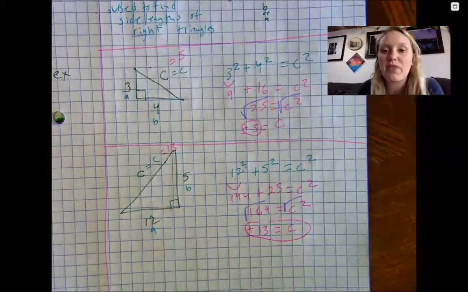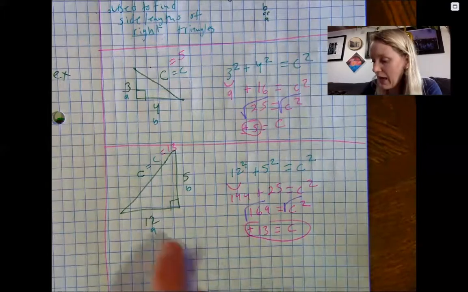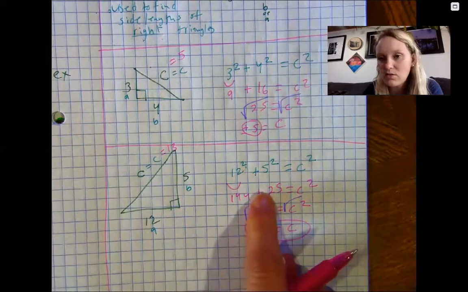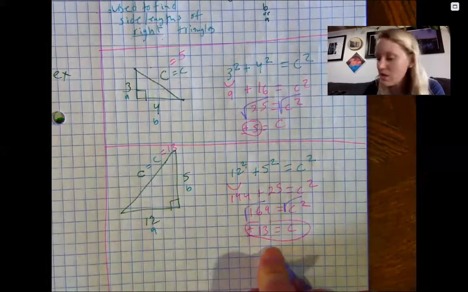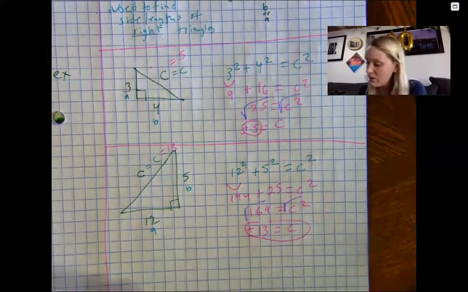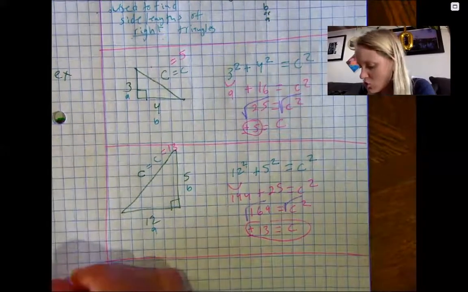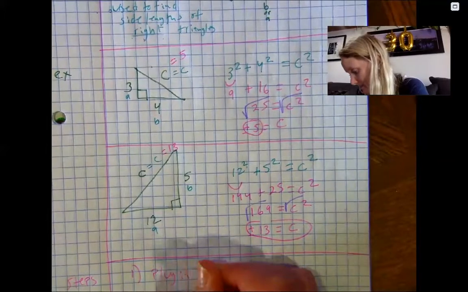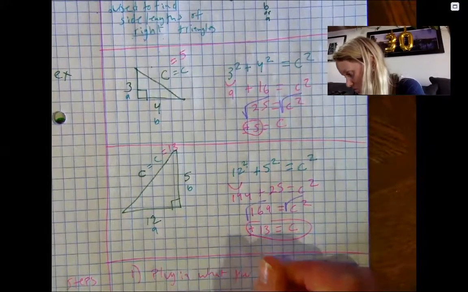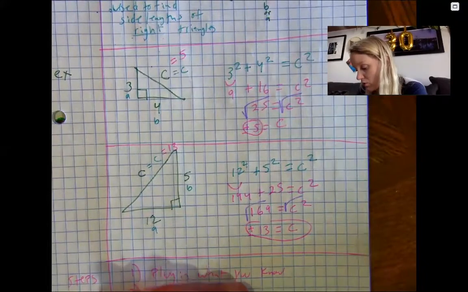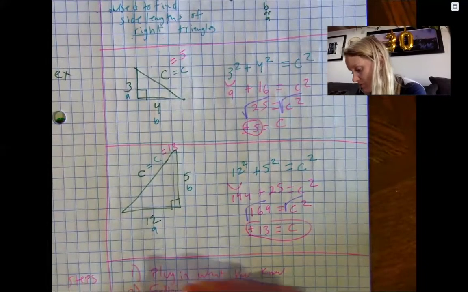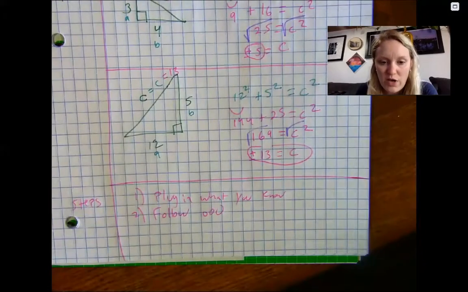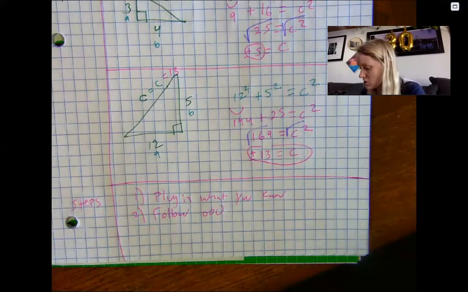We used the Pythagorean theorem by plugging in a and b into a squared plus b squared equals c squared. So we plugged in, we followed the order of operations, and we square rooted to get c by itself. Let's write down those steps just to make sure we have them. So step 1 is plug in what you know. Step 2 is follow the order of operations.